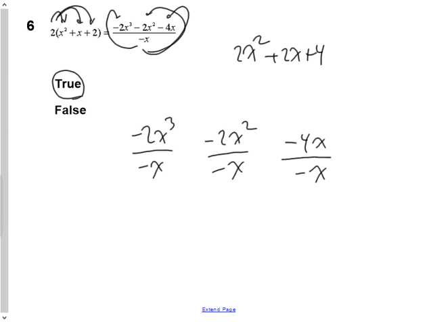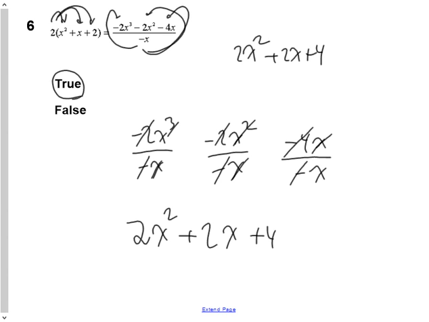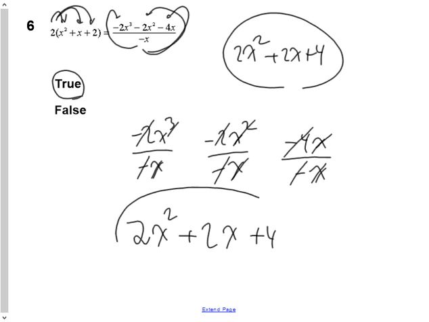By doing all of that, negative 2 divided by negative 1 is going to be a positive 2. x cubed divided by x is going to be x squared, giving me a positive 2x squared. A negative 2 divided by negative 1 is a positive 2, and x squared divided by x is x. And a negative 4 divided by a negative 1 is a positive 4, and x divided by x is itself. Once we do that, we see that both of these trinomials are indeed the same thing, and therefore it's true.